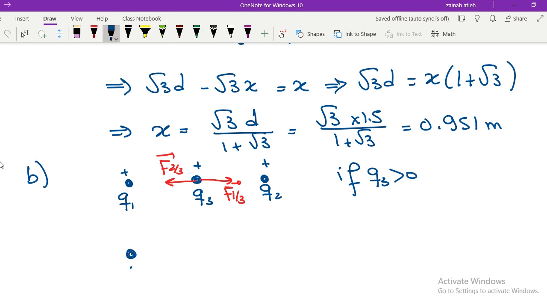Same case, okay, I have Q1 which is positive given by the question. This is Q2, which is also positive, and this is Q3, which is assumed to be negative.